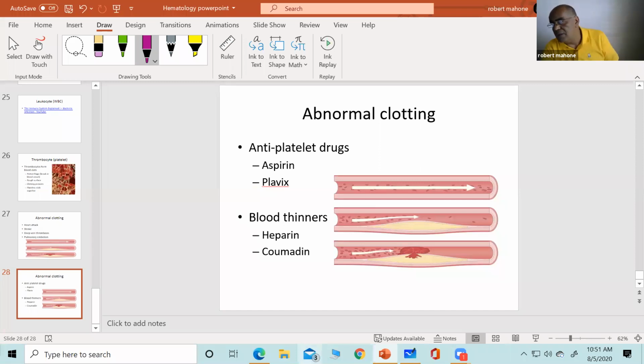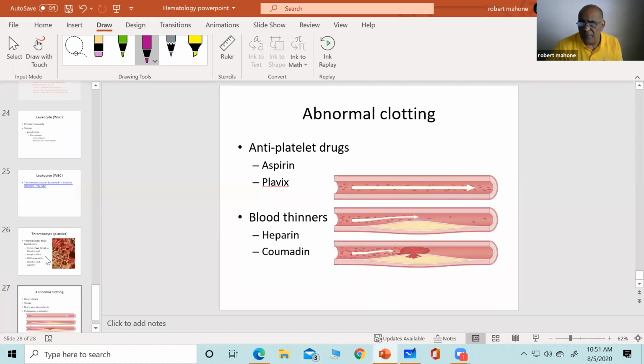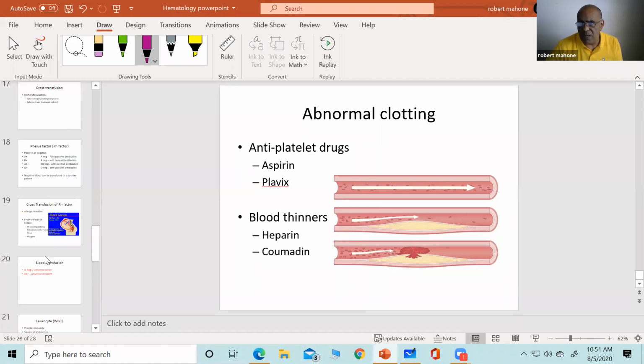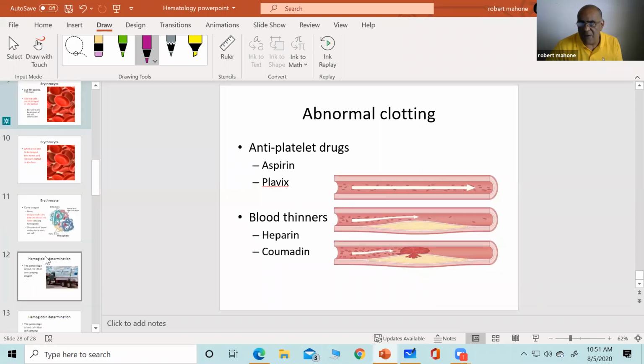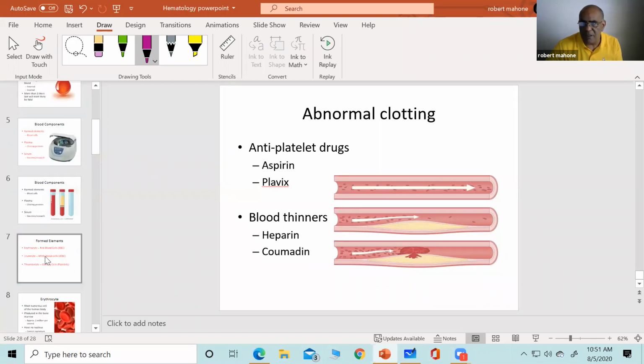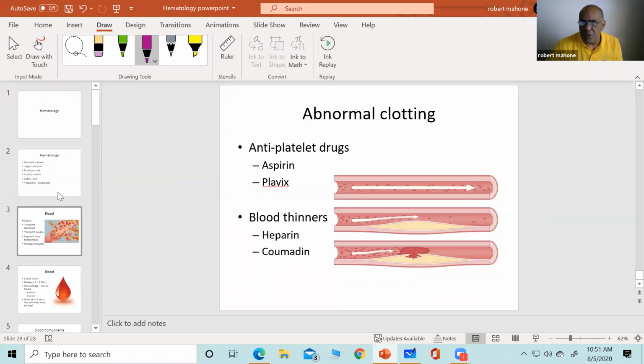All right. So those are your thrombocytes, and that gives us all of the formed elements of the blood: the red cells, the white cells, and the platelets, and what each one does for us. We've talked about abnormal clotting, and we've also talked about hemorrhage and how our body handles that by creating blood clots. So, quick review.